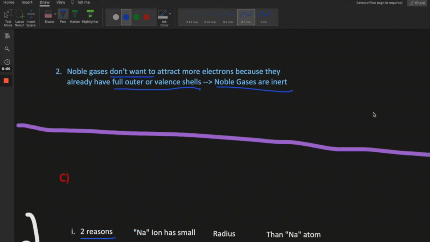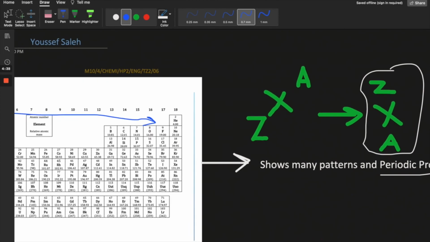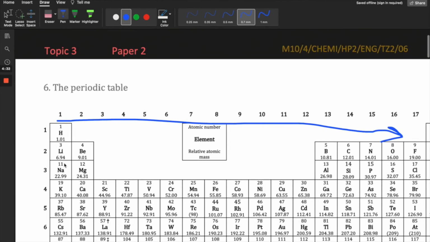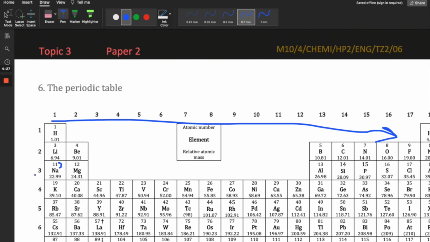For the final part of our question, part C, we're only going to be solving I. So it asks us for 2 reasons for why a sodium ion has a smaller radius than a normal sodium atom. So how do we find out what the sodium ion is going to be? So let's go to the periodic table. Sodium is in period 3, group 1. It has 11 electrons and it has 3 energy levels because it's in period 3.